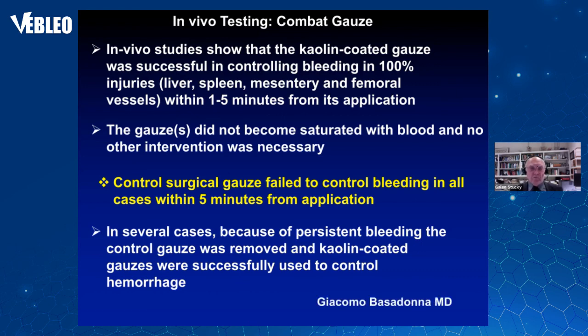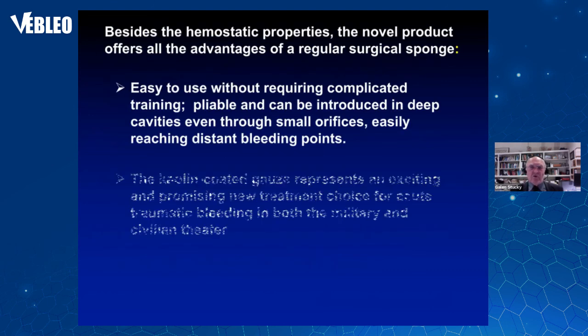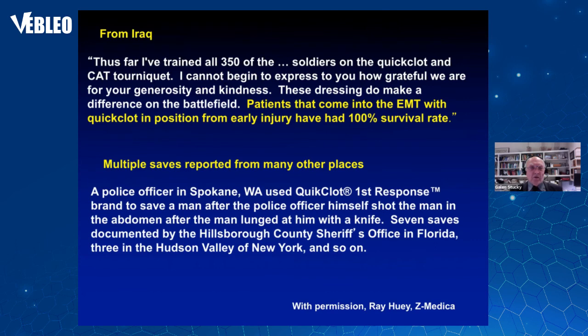And furthermore, besides the other hemostatic properties, it also had all the advantages of a regular surgical sponge. It was easy to use without requiring complicated training. It's pliable, could be introduced in deep cavities, even through small orifices, easily reaching distant bleeding points, and it was considered an exciting and promising new treatment choice for acute thromboembolic bleeding. And then there are testimonies for this.